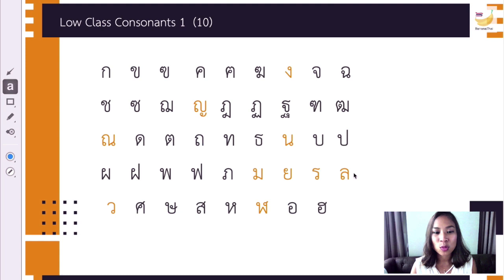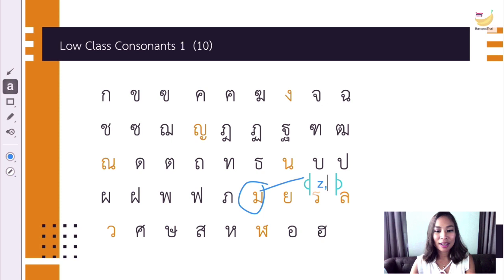Maybe you already remember this one, from the word pom, remember? So this one is m, ma, right? But yes, we can go through all of them slowly. Are you ready? Let's start now. So here you go.